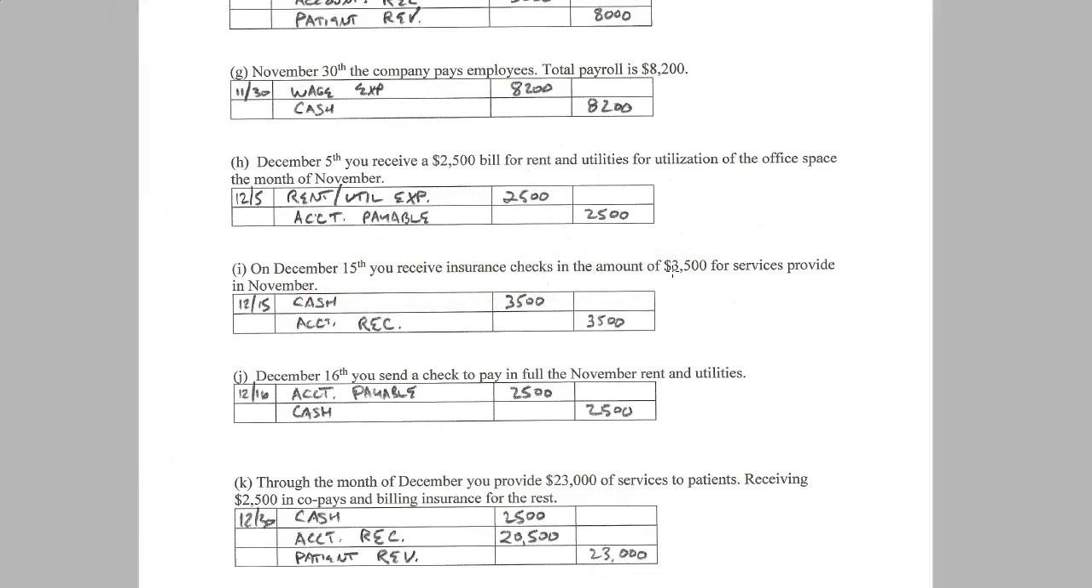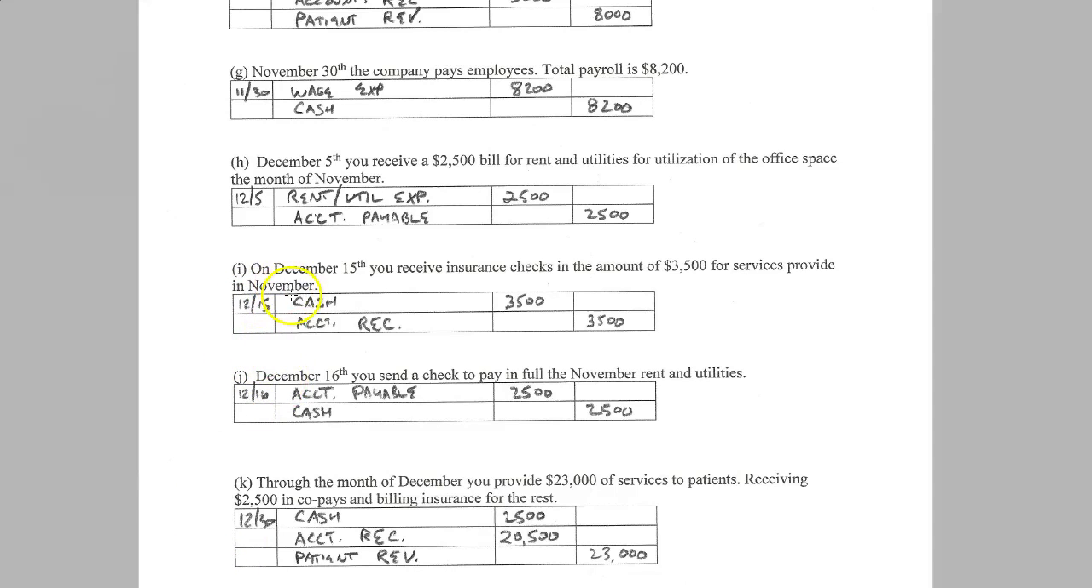Hey, they're starting to roll in. The insurance checks. Remember those insurance checks that you had before where they were owing you money? Okay, so you've received insurance checks in the amount of $3,500 for services provided in November. Again, with the journal entries, this is just for the date, so trying to get you guys used to putting in a date in there.